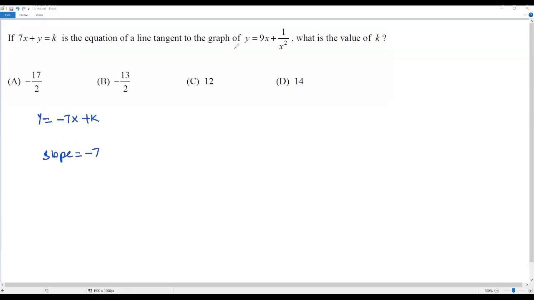Now let's consider the equation of the curve we have over here. From the equation of the curve, if I want to get the slope of the tangent line, I have to get the derivative, that is, I have to get the result of dy/dx. The dy/dx, which we get from the equation of the curve, gives the slope of the tangent line. Now let me take this equation as it is: y = 9x + 1/x². Now I'm going to find dy/dx, the derivative with respect to x.